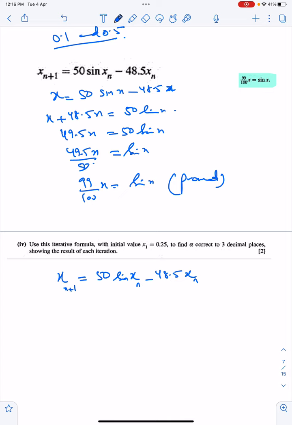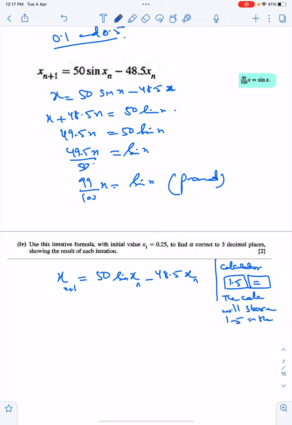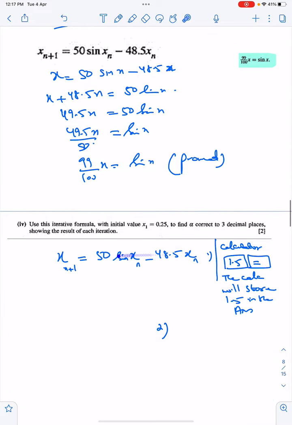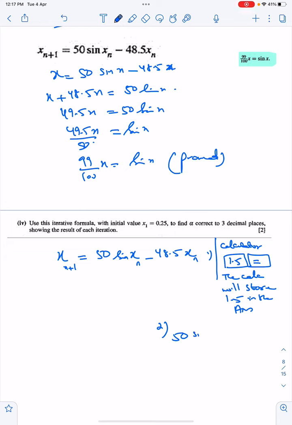So what you have to do in the calculator, you have to write 1.5 and then press the equals sign. So the calculator is going to store 1.5 in the answer. Okay, what you have to do after this, in the calculator, this was the first step. In the calculator you have to write down this formula, just this side of the formula. In place of every x you have to write answer. So it will be 50 sin answer minus 48.5 answer.